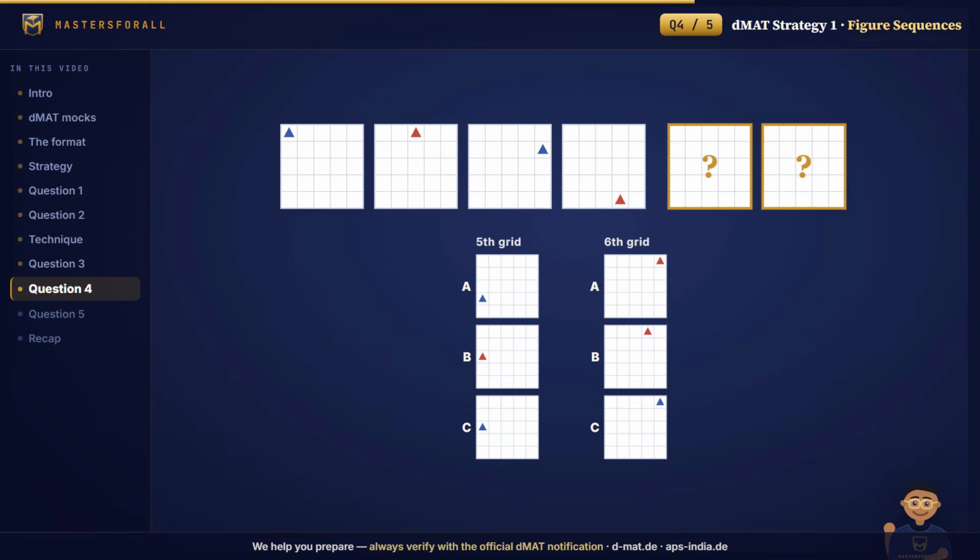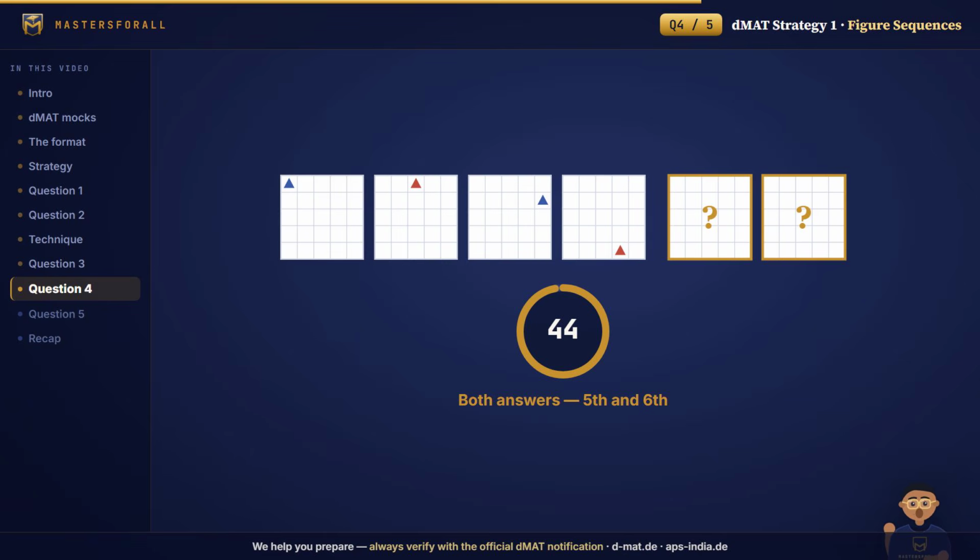Question 4. A triangle, walking the boundary. This is the trap I warned you about. Count movement, not position.